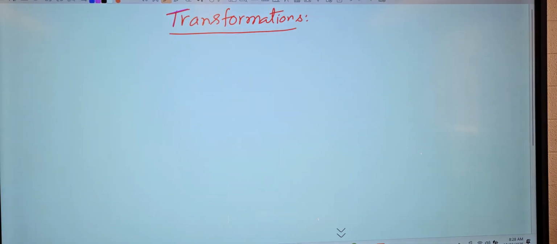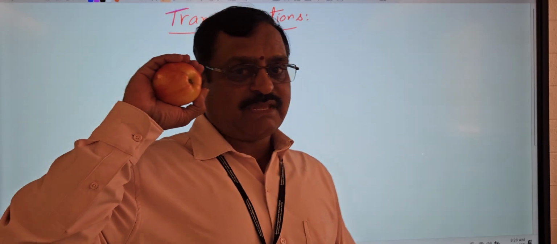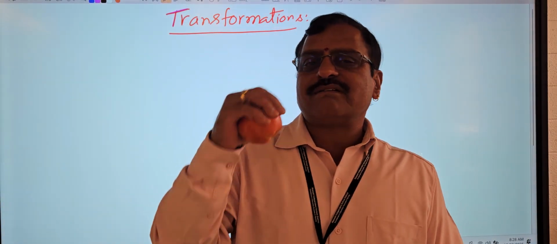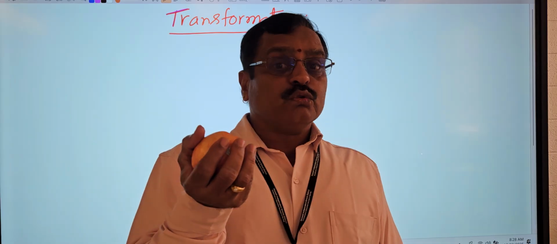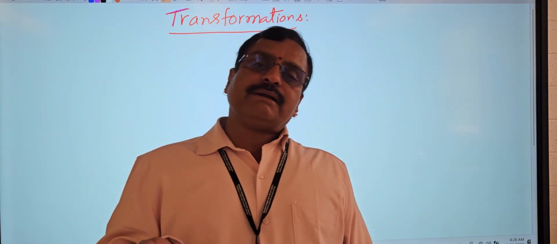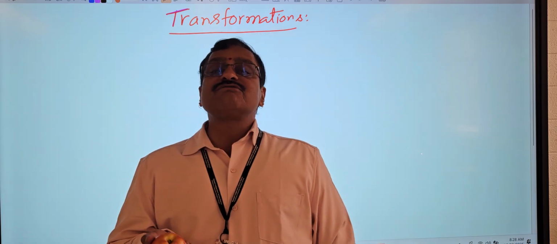Suppose I have a solid object like this. For example, I have an apple. If I crush it, or if I put it in the juicer, then what do I get? I get juice. That means the apple is transformed into juice. So transform means change.